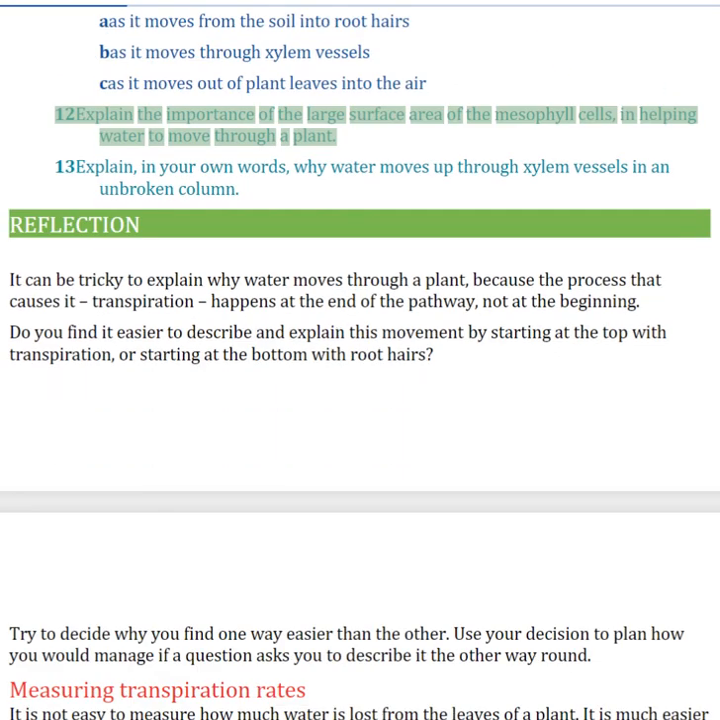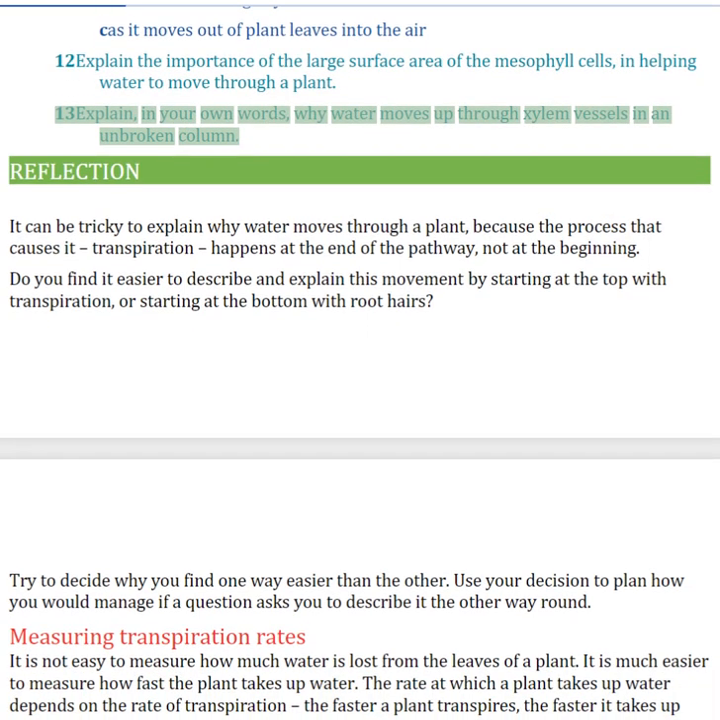12. Explain the importance of the large surface area of the mesophyll cells in helping water to move through a plant. 13. Explain, in your own words, why water moves up through xylem vessels in an unbroken column.